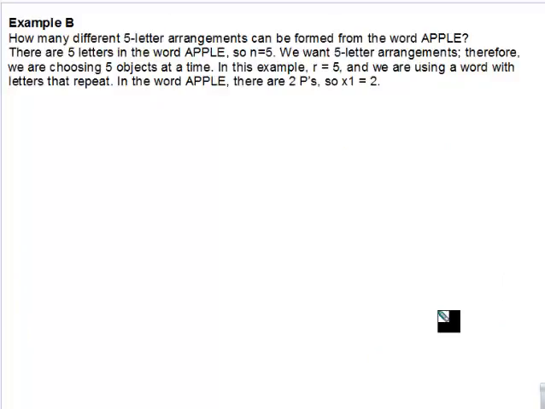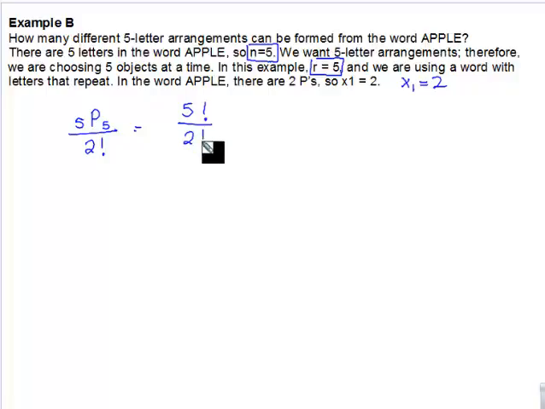How many different 5-letter arrangements can be formed from the word apple? Okay, so there's 5 letters in the word apple, so n equals 5. We want 5-letter arrangements, so r is 5. And we're using letters that repeat. There's 2 P's, so that's x sub 1 equals 2. So to calculate how many different arrangements, we have 5P5 over 2 factorial, because there's only the one letter that repeats. So this is 5 factorial over 2 factorial.